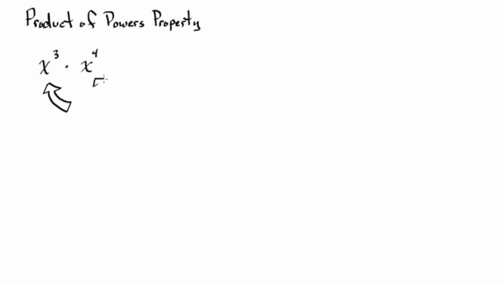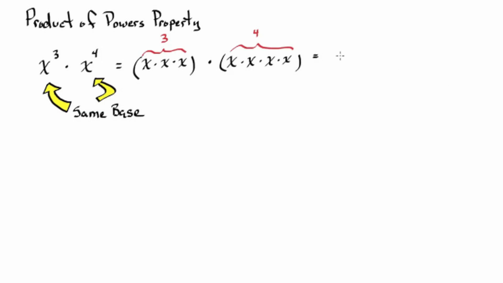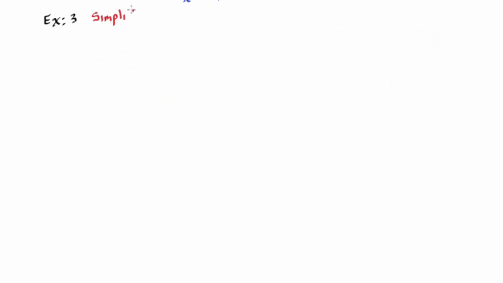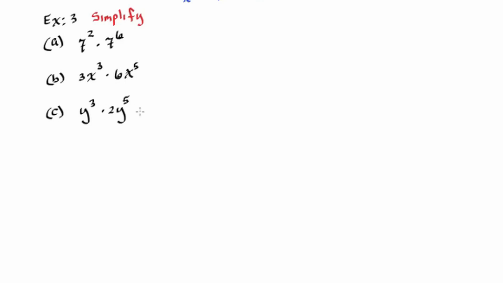Okay, enough with the skill work. Let's take a look at the product of powers property. Let's start with an example, x to the 3rd times x to the 4th. They both have the same base. The exponents are different. So this is the same as saying x times x times x times x times x times x times x, which is 7 x's in total, x to the 7th. When multiplying terms with the same base, add the exponents. X to the a times x to the b is equal to x to the a plus b.